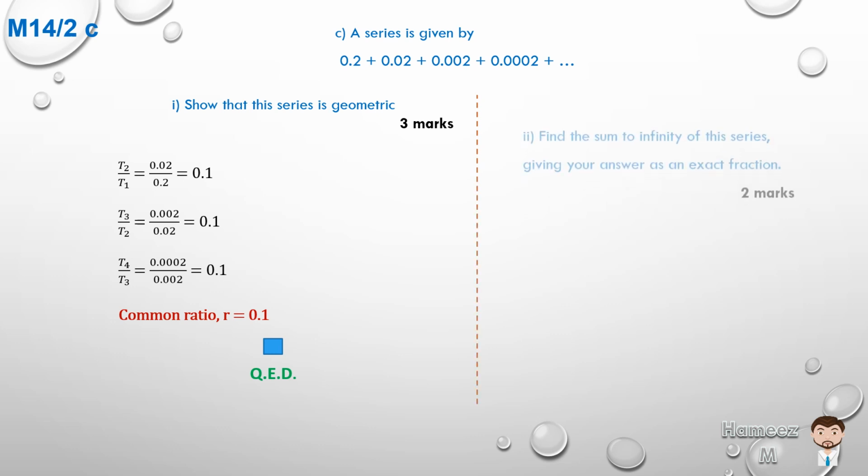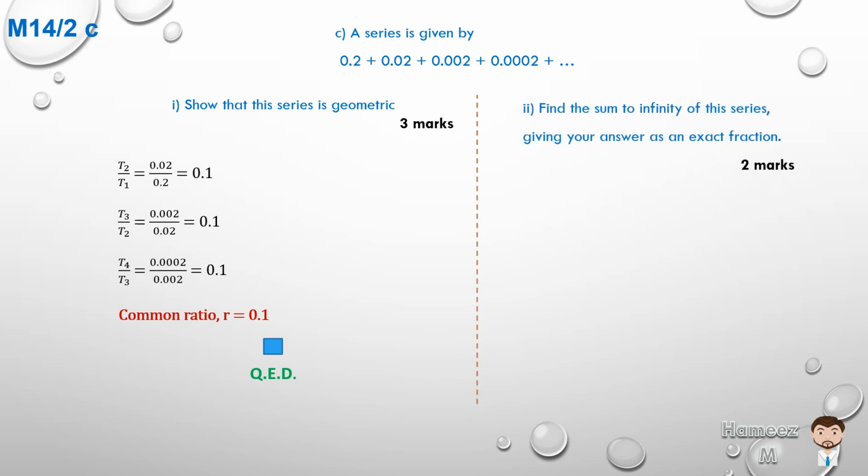Part 2. Find the sum to infinity of this series, giving your answer as an exact fraction. So let's recall the formula that's given in the formula sheet. S of infinity is equal to a over 1 minus r. And we can substitute. We know a, the first term, is 0.2, all over 1 minus, what's r? 0.1. So 0.2 over 0.9 works out to be 2 ninths.